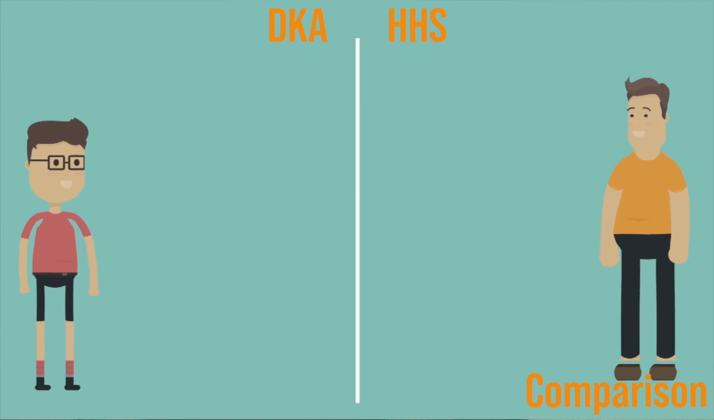Symptoms of DKA present very quickly, however, HHS has a more gradual progression. So when taking history from an HHS patient, they could be presenting with symptoms that have been going on for days, whereas in DKA, it could be a matter of hours. And because these HHS patients are presenting very late, upon presentation, their glucose levels are much higher than DKA patients.